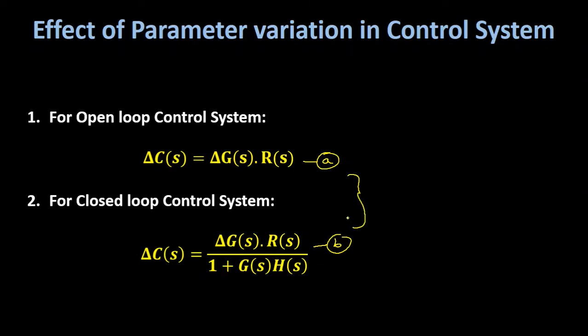When we compare both these equations, we can see that the change in output due to feedback is reduced by a factor 1 plus G(s) into H(s) in the closed loop control system, whereas in the open loop control system such reduction is not found due to the absence of feedback. So in the closed loop control system, due to feedback, the change in output response del C(s) is reduced by a factor 1 plus G(s) into H(s).